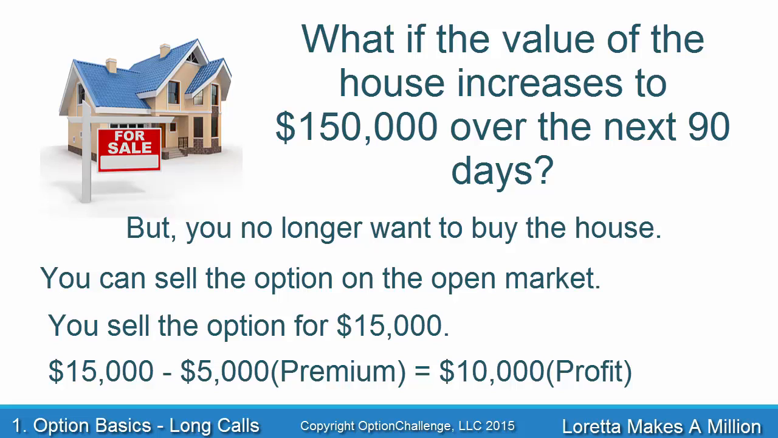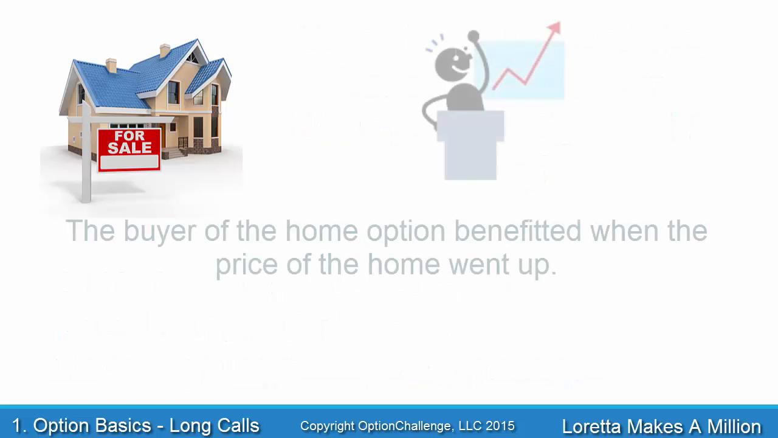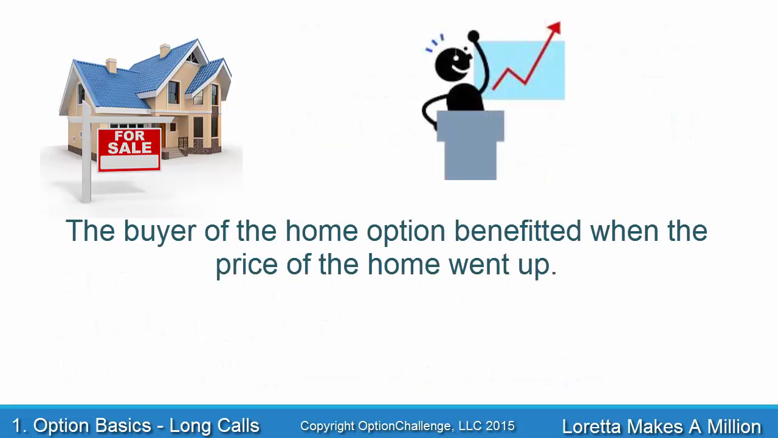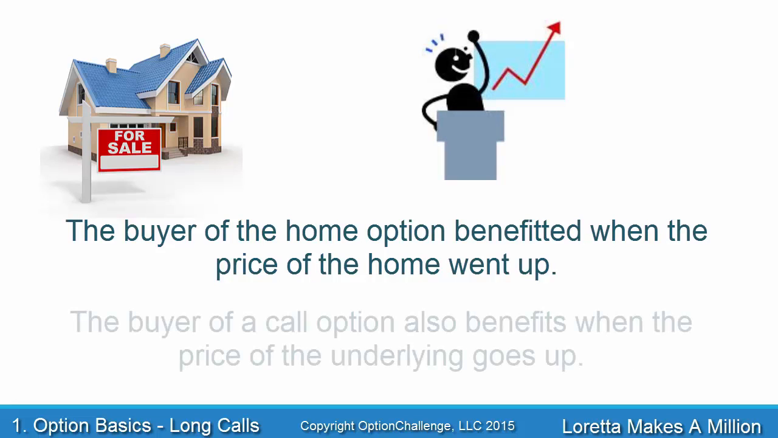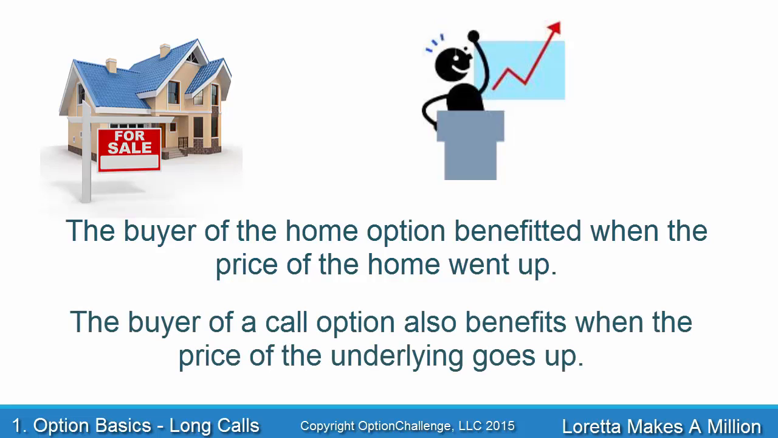$10,000 is less than $45,000, but you never had to take possession of the home. It's like you pulled money out of the air. But really what you did was take a $5,000 risk, and that risk paid off handsomely. That's what option buying and selling is all about. The buyer of the home option benefited when the price of the home went up. The buyer of a call option also benefits when the price of the underlying goes up.